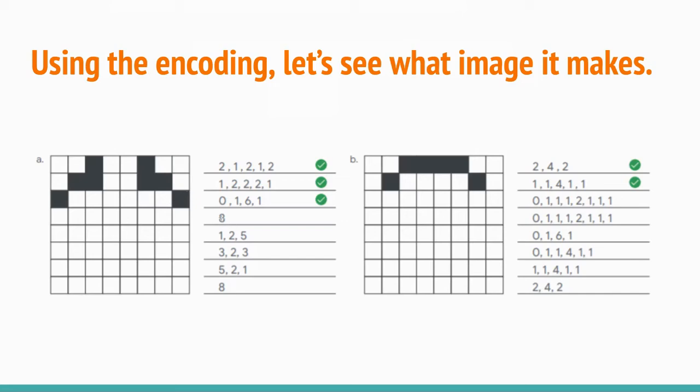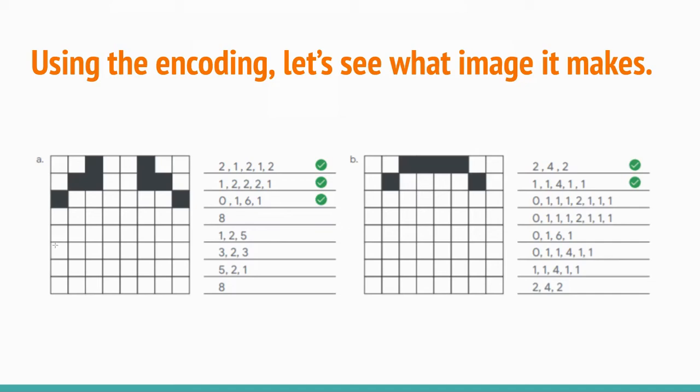Now for our next row, we have 8. So remember, we're starting with our white squares. So we have 8 white squares. 1, 2, 3, 4, 5, 6, 7, 8. So we're not going to color any of those in. We're going to leave that row alone.